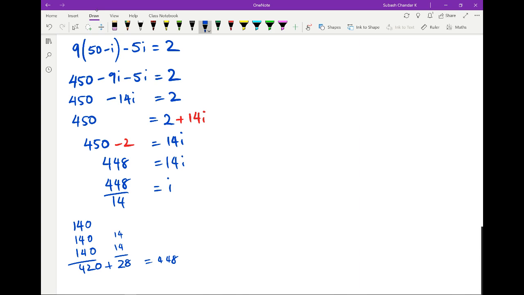So I'm hoping you guys can see 420 plus 28 is actually 448. And how many 14s have we got? We've got 3 lots of 14s here, which is 30, and then here is 2. So what you're going to get is 32 equals I. Now, you don't need to actually use this method. If you're comfortable with doing it your own method, that's absolutely fine as well. I'm just kind of messing around with numbers here. So I is equal to 32.